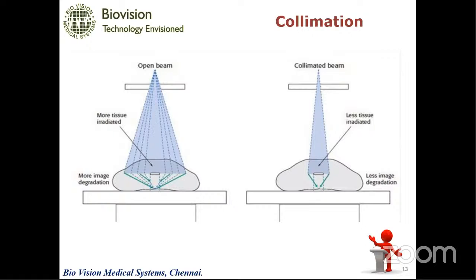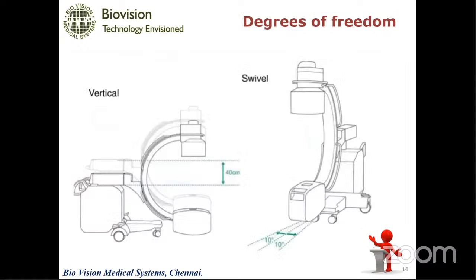When I have an open beam, you can see that the scattering is also high, so the image degradation will also be greater. When it is collimated, there are two advantages here. One, the image quality is improved. The patient is also given less radiation. In turn, the technician will also be given less radiation. This is the idea of using a collimator.